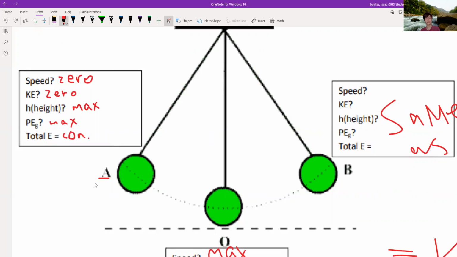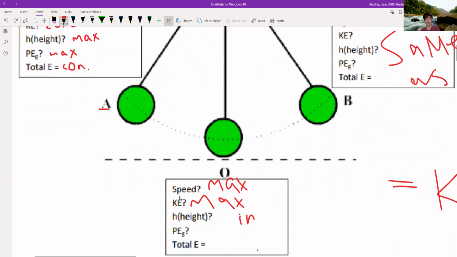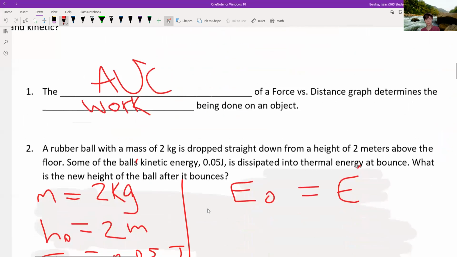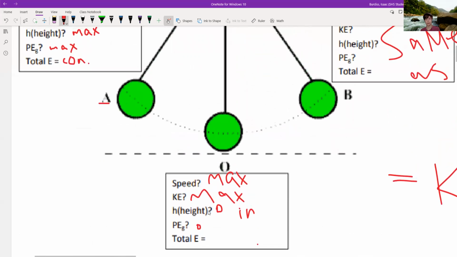And then total energy is constant. There's none that's dissipated through that. And that's the same for B, both of those. And then it's the opposite for the other one. It looks like something's got erased here. It's weird.